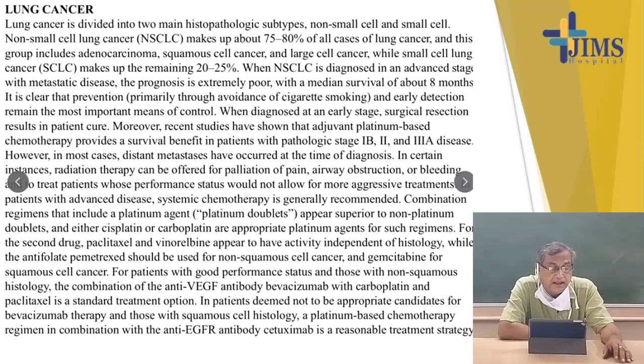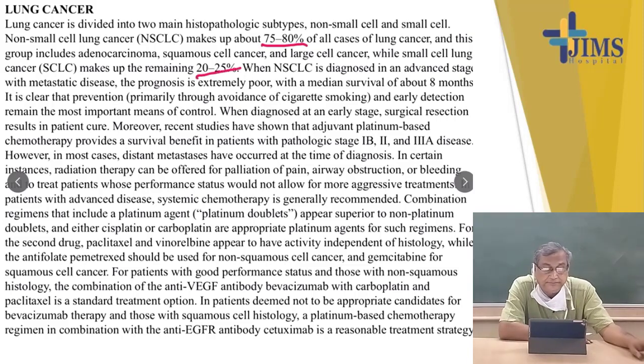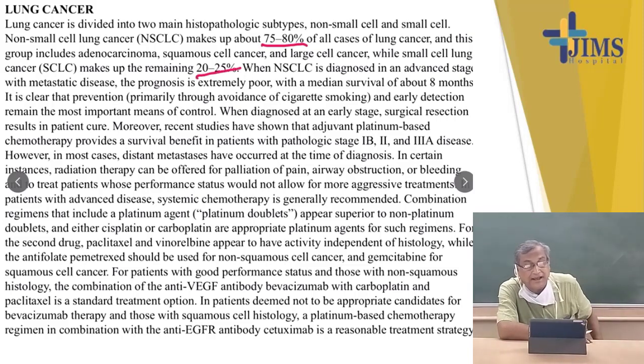Lung cancer. Lung cancer is divided into two main histopathological subtypes, non-small cell and small cell. Non-small cell lung cancer makes up about 75 to 80% of all cases of lung cancer, and this group includes adenocarcinoma, squamous cell carcinoma, and large cell cancer, while small cell lung cancer makes up only around 20 to 25%. When non-small cell lung cancer is diagnosed in an advanced stage with metastasis, the prognosis is extremely poor, with a median survival of about 8 months.